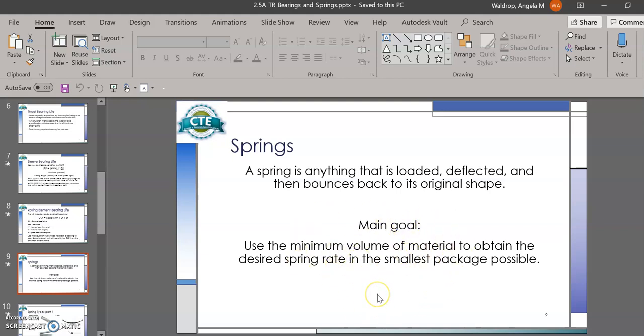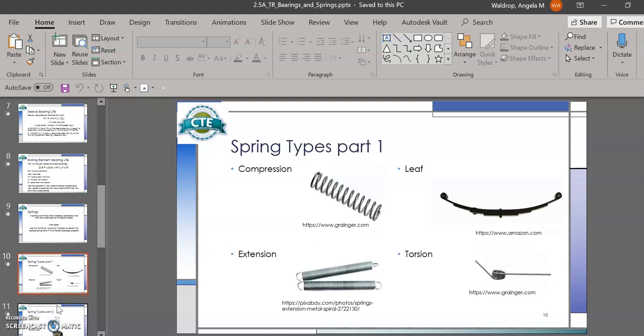They're noted here. Number one, you have to use the least amount of material for your spring, or volume, the least amount of volume. Number two, you're getting the desired spring rate. And number three, you're making the spring as small as possible so your other parts can fit in your design where you need them to. There are many types of springs. This slide shows 4 of them.